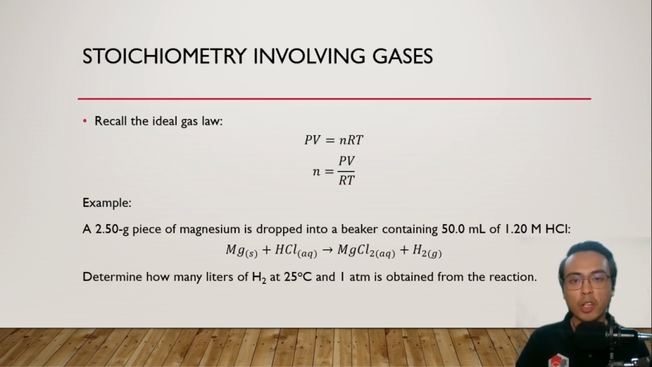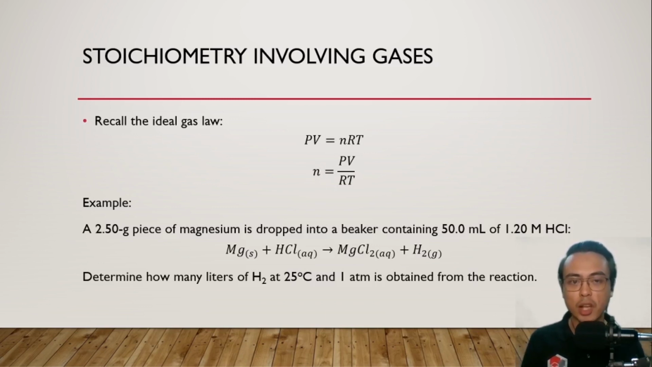Okay? If you will recall, the ideal gas law is characterized by this equation. That's PV equals nRT, wherein P is pressure, V is volume, n is the number of moles of the gas, R is the ideal gas constant, that's 0.08206 liter atmosphere per mole Kelvin, and T is the temperature. So you only need to know the pressure, the volume, and the temperature to know the number of moles of the gas. And it is this number of moles of the gas that we can use in stoichiometry.